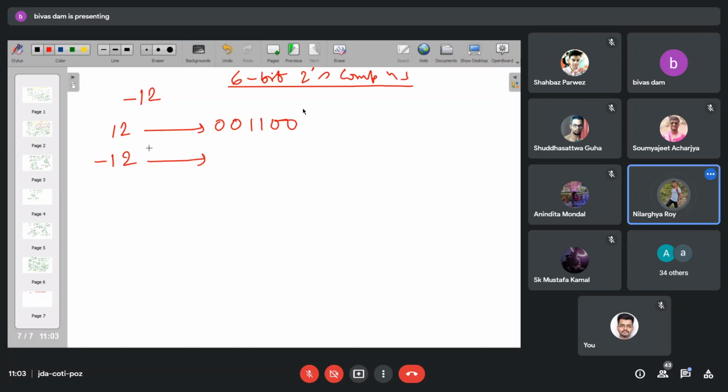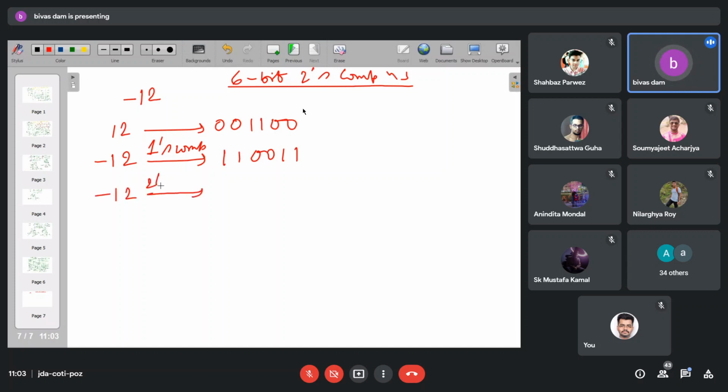1's complement. So what will be that? 110011. Now -12, its 2's complement will be +1. I have to add 1. So 001011. So that's the 2's complement of -12.